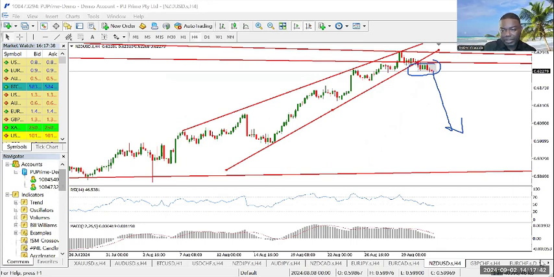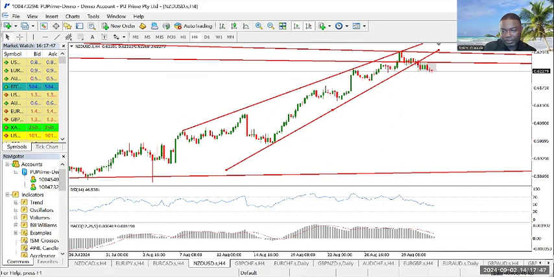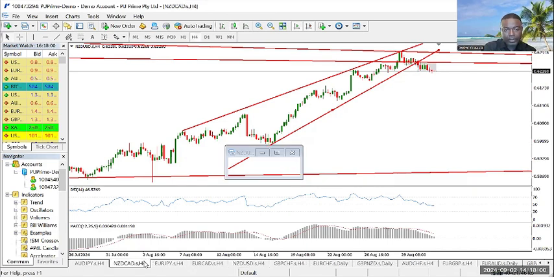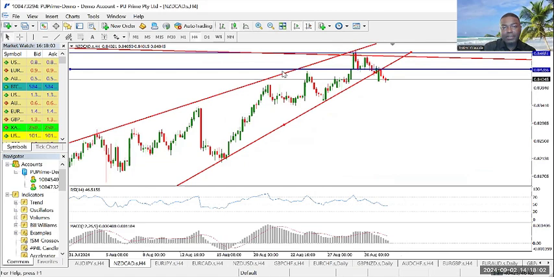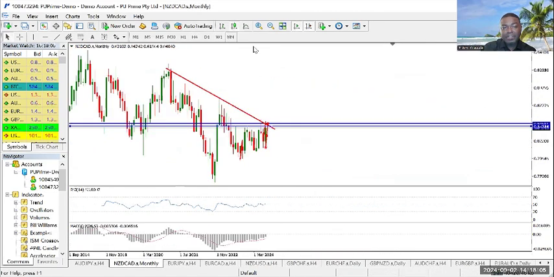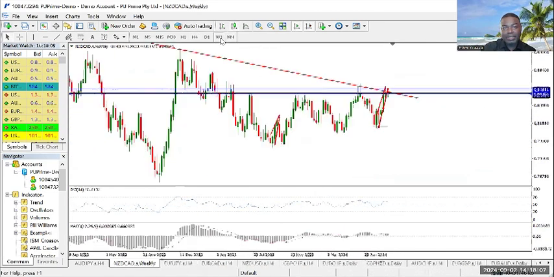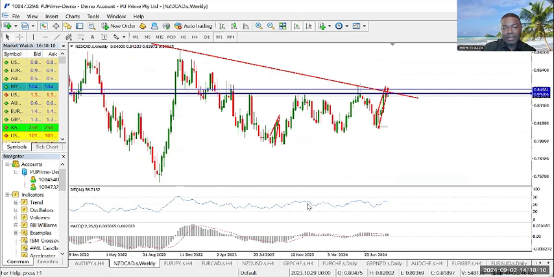Also, we have a similar bearish outlook on the New Zealand CAD. All right, so this is the New Zealand CAD on the weekly time frame. We can clearly see that price, right from the monthly time frame, is in a downtrend, and the same is seen on the weekly time frame, and we equally have a resistance region right here, all pointing towards a bearish breakout on this instrument.